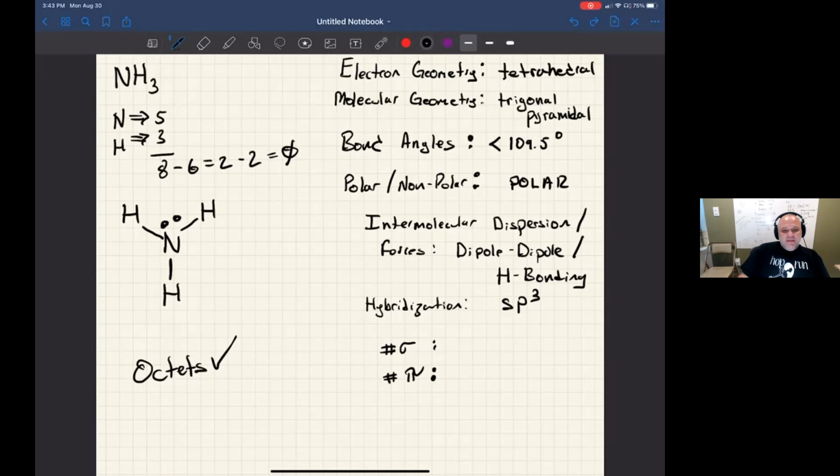For sigma bonds and pi bonds, remember a single bond is a sigma bond, so we count those up. We get 3 of those. There's no double or triple bonds, so there are no pi bonds. And that's it for us, guys. All right.